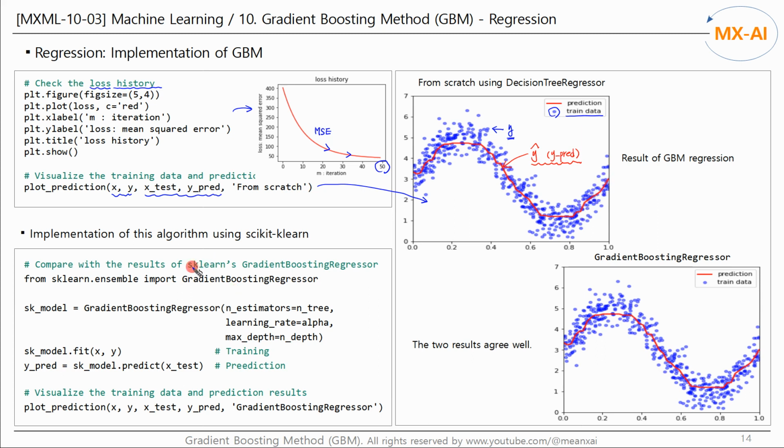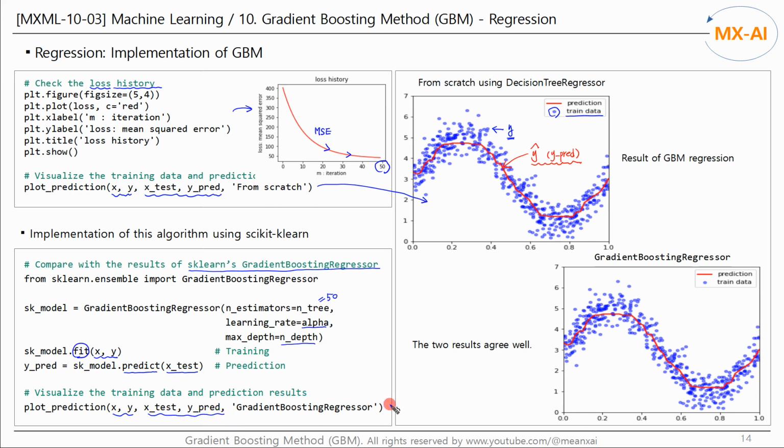This time, we will use scikit-learn's gradient boosting regressor library. Set the number of trees to 50 as before. And also set the learning rate alpha and tree depth the same as before. We fit this model to the training data, x and y. And we use this model to predict the test data. And we also visualize the prediction result.